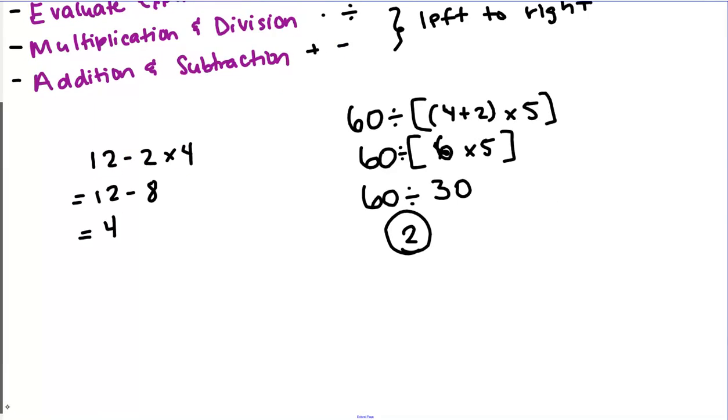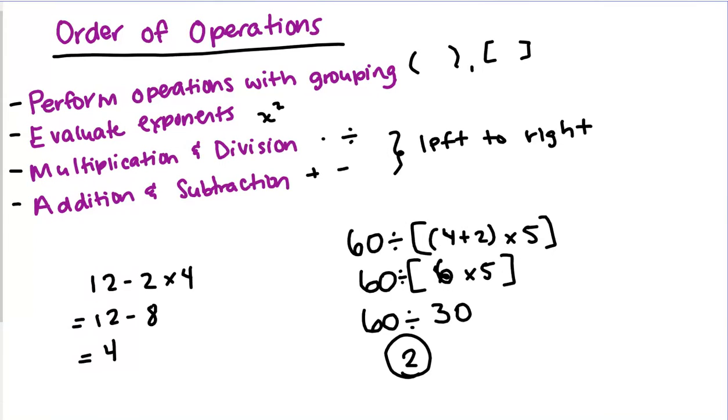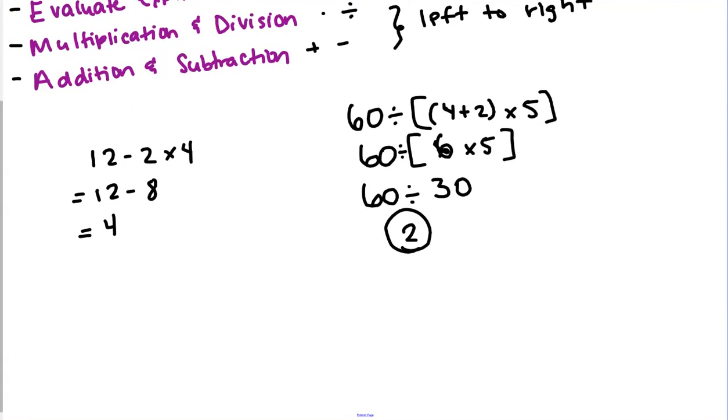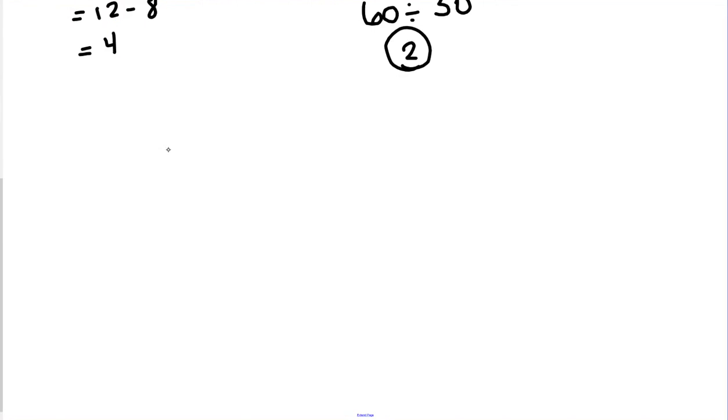Let's do one with exponents now. Let's say 30 divided by 7 plus 2 to the third times 6. Well, we have in our brackets this exponent, so that means we're going to do this exponent right here. So 30. Well, we know that 2 to the power of 3 is 8.